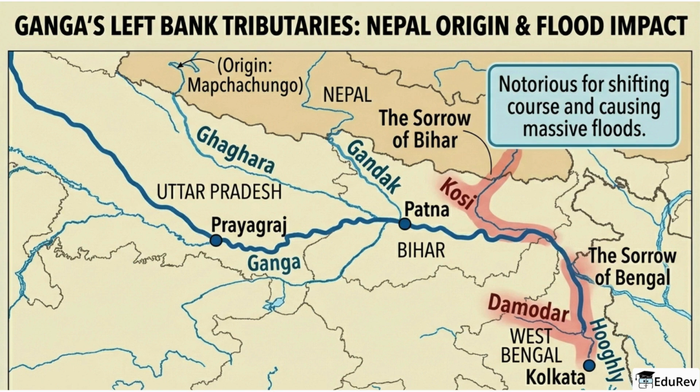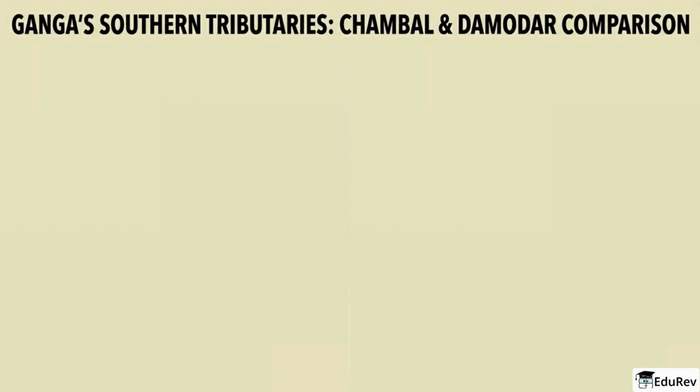That is not poetic language. It is a geomorphic warning. And farther east, you also need to remember the Damodar, historically called the Sorrow of Bengal. The Hooghly branch and the Kolkata region also sit inside this larger eastern flood sediment story. This is where most students make one mistake. They learn tributary names but ignore flood behavior. UPSC does not.